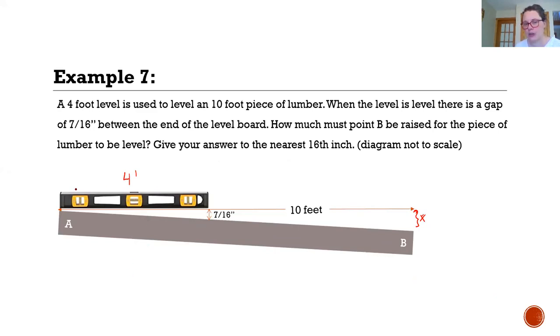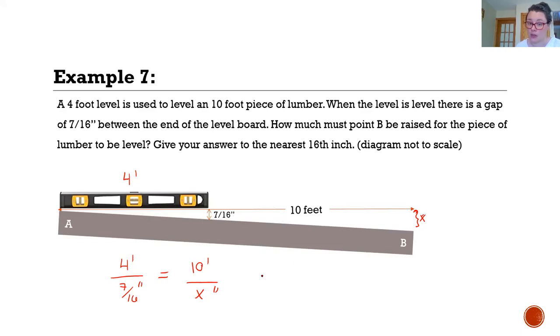So we know that if we go out 4 feet, we drop 7/16 of an inch. So that's one of the ratios we have. 4 feet drops 7/16. All right, so if I go out 10 feet, how much should the drop be? That's telling me how much I have to raise the end. And that's going to give me inches because I put 7/16 in inches over here.